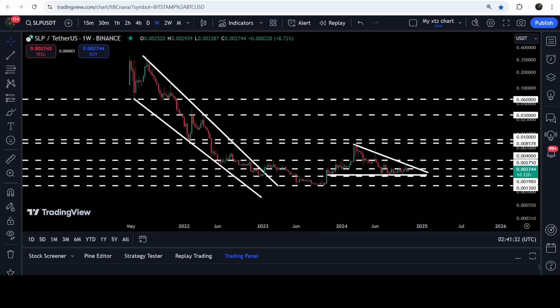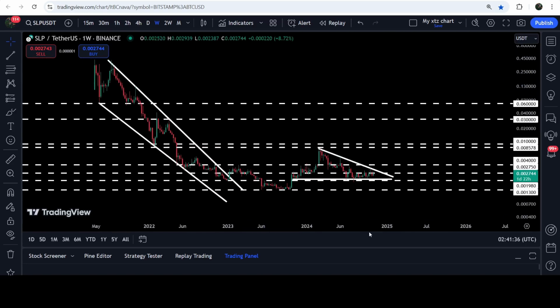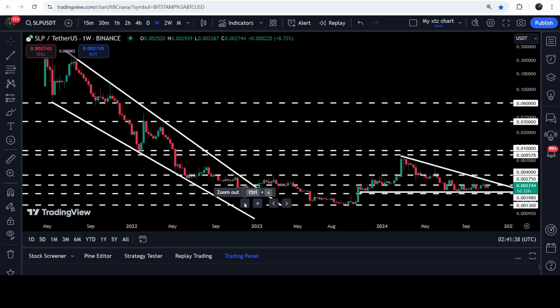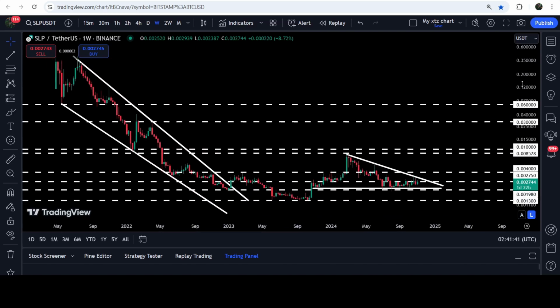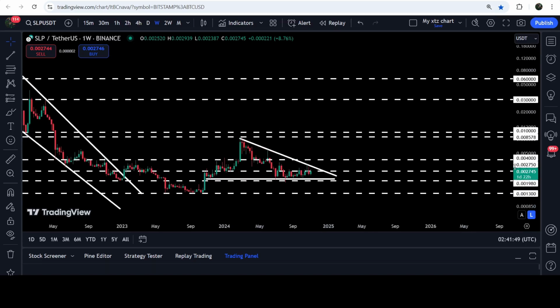Now let's move to the live chart of SLP. And this is the 7 days time frame chart. And here you can see that previously, it was moving inside this very massive falling wedge pattern, and after the breakout, it was stuck inside this triangle. And now the movement is quite squeezed inside this triangle. Therefore, I'm expecting that soon it can break this triangle.